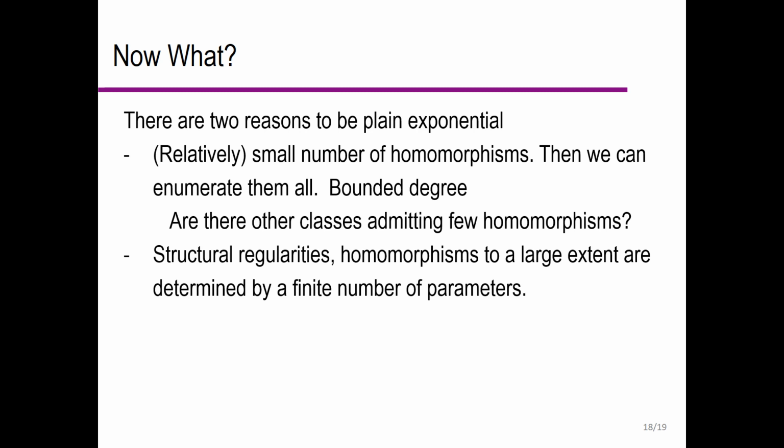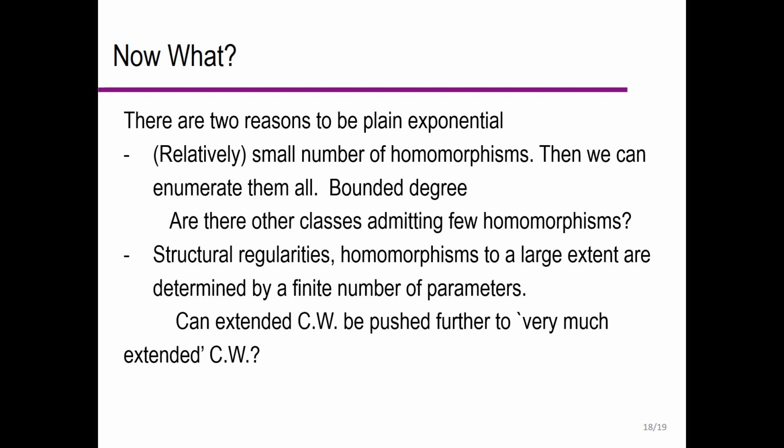The other reason is structural regularities in graphs. In that case, homomorphisms, like for cliques, bounded clique width, bounded extended clique width, to a large extent are determined by a finite number of parameters, and then we can solve the problem in plane exponential time. This prompts the question: can this notion of extended clique width be pushed further to some kind of very much extended clique width? Probably yes, because for clique width we use colors, one set of parameters, and for extended clique width we used copies and colors, two sets of parameters, so maybe we can have more.